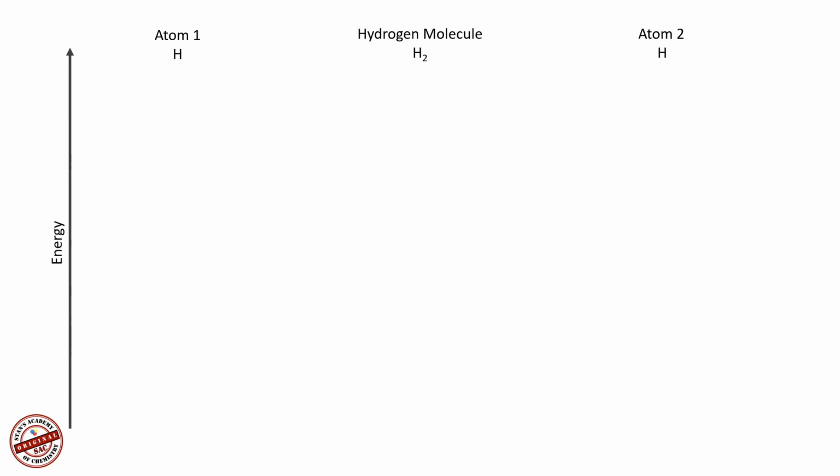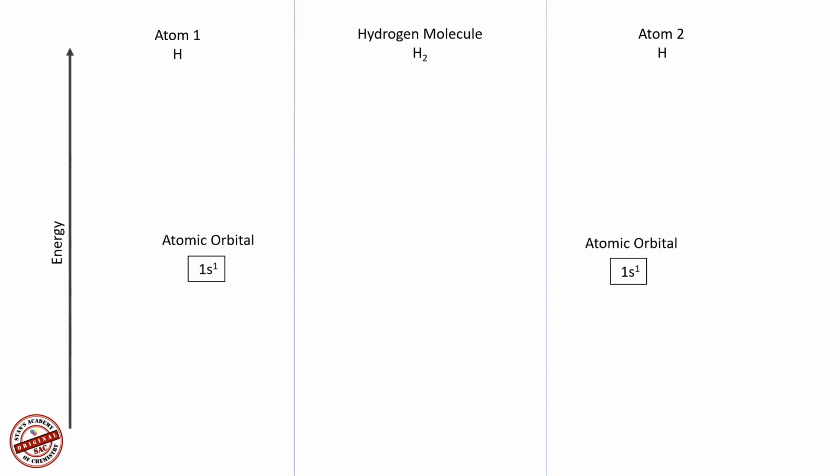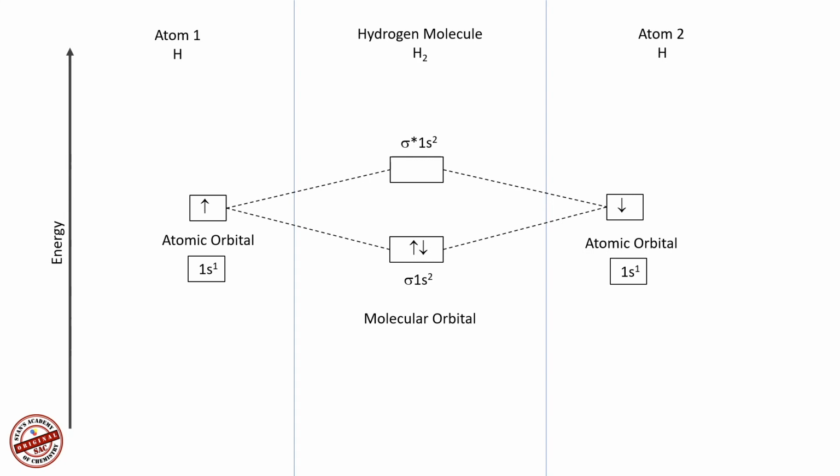So we will write the electronic configuration of the atoms first on either side. We have the atomic orbital 1s1. Hydrogen's atomic number is 1, therefore the electronic configuration is 1s1. On the left and the right you have that, which means we have one electron each in the two hydrogen atoms. Now they're going to combine to form two molecular orbitals, and then the electrons go into the orbital with the lower energy first, and then they go to the higher energy. So here it forms two molecular orbitals.